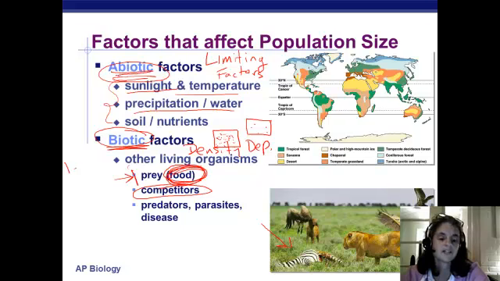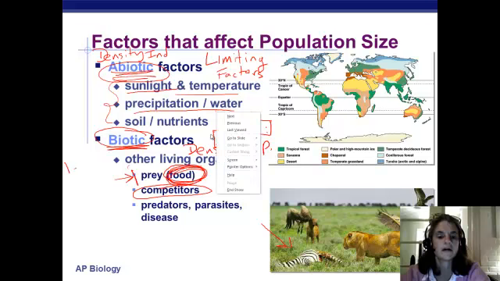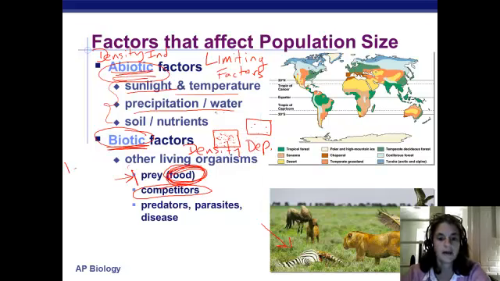Abiotic factors are generally referred to as density independent limiting factors, meaning I don't care if your population is super dense or if it is just a few. If the tornado comes through this swath right there, they're all going to die. If the tornado comes through this swath right here, they're all going to die.